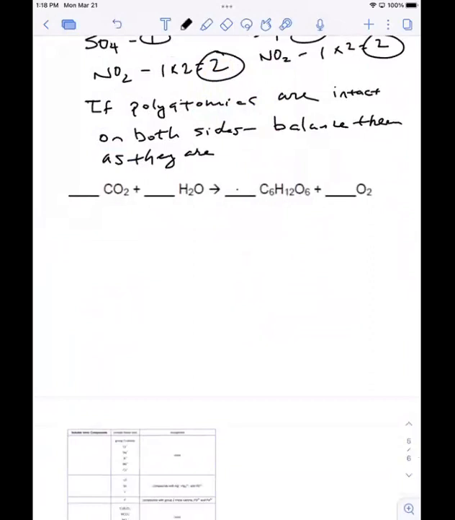So we're going to take it and break it up. So carbon, hydrogen, and oxygen. And over here, same thing, carbon, hydrogen, and oxygen. And we have 1 carbon, 2 hydrogens, and 3 oxygens here. And on the other side, 6 carbons, 12 hydrogens, and 8 oxygens.